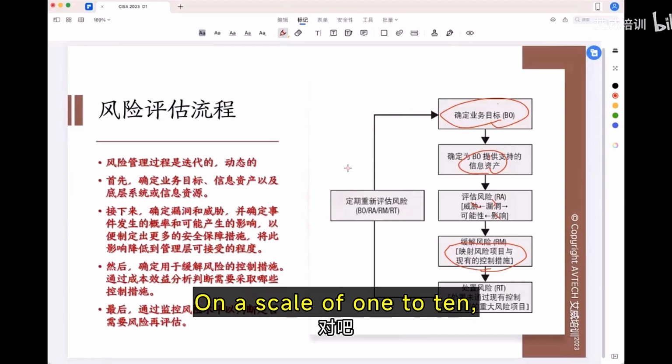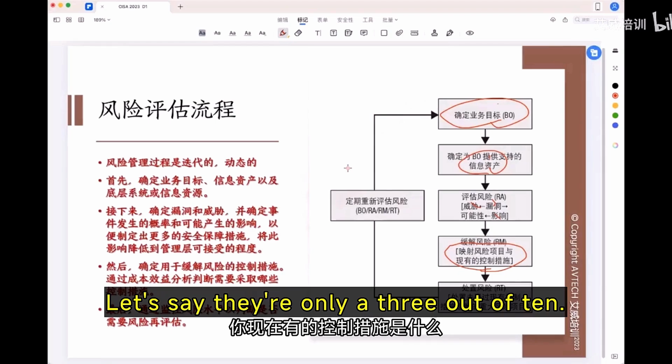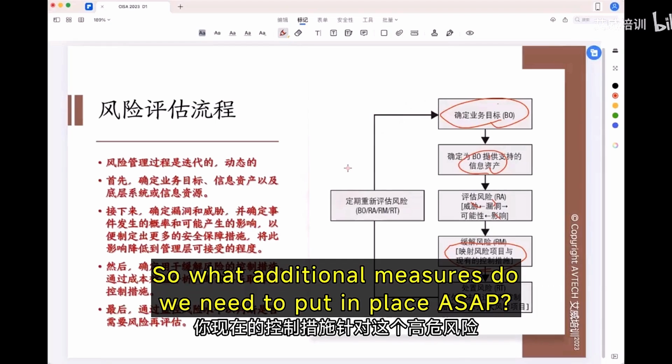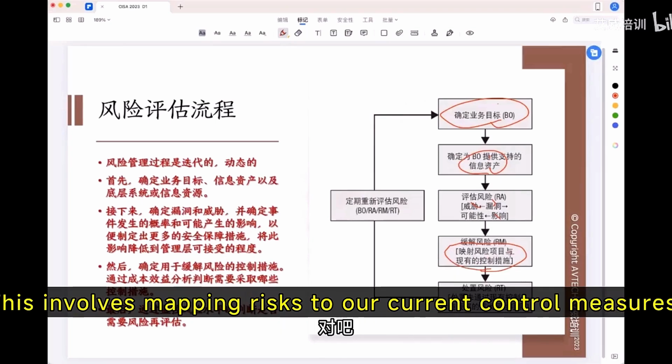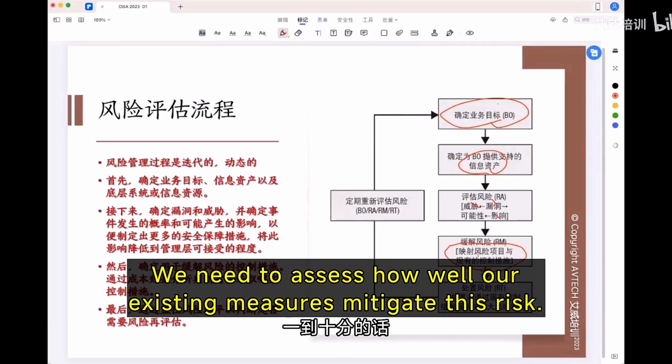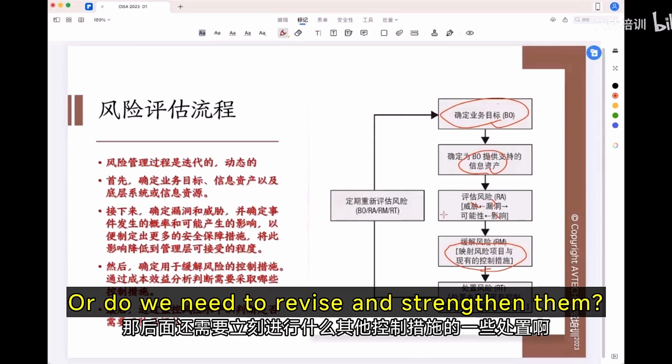On a scale of 1 to 10, how would you rate their effectiveness? Let's say they're only a 3 out of 10. So what additional measures do we need to put in place ASAP? Or we might need to strengthen our approach. This involves mapping risks to our current control measures. We need to assess how well our existing measures mitigate this risk, you see. Are they completely effective? Or do we need to revise and strengthen them?